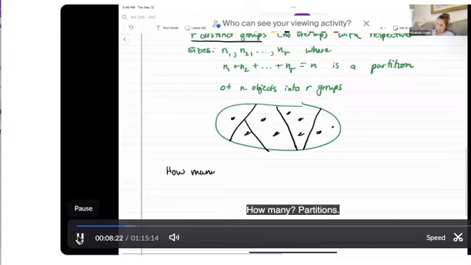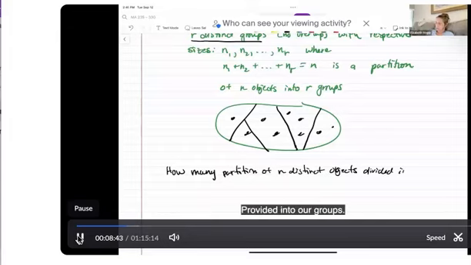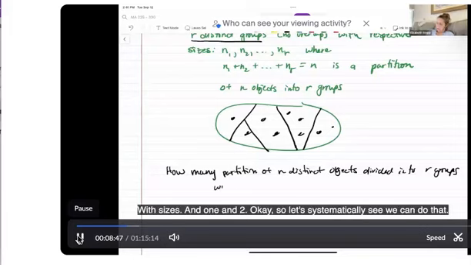How many partitions of n distinct objects divided into r groups with sizes n1, n2, ..., n sub r?